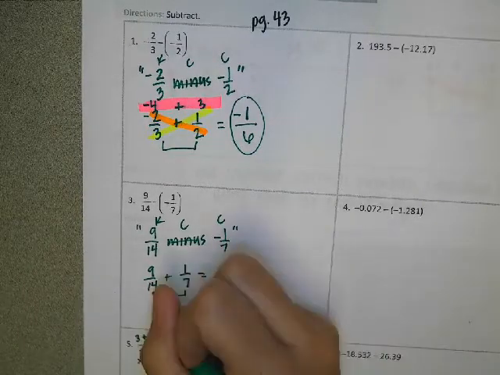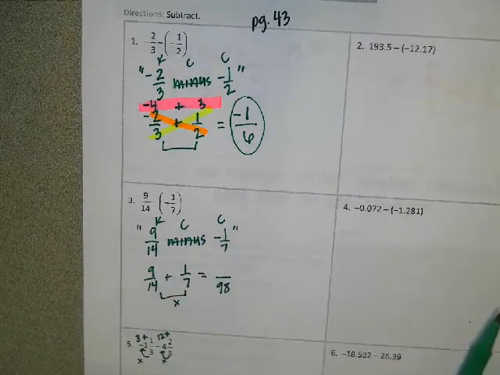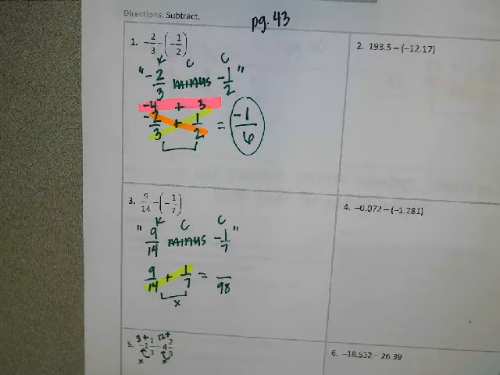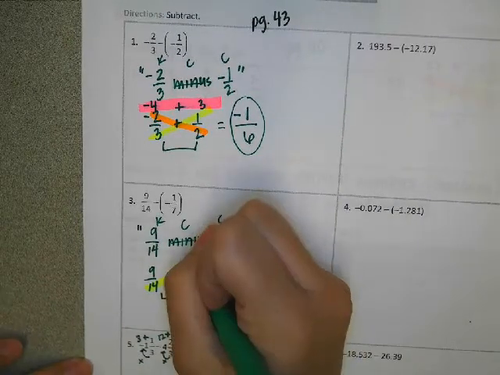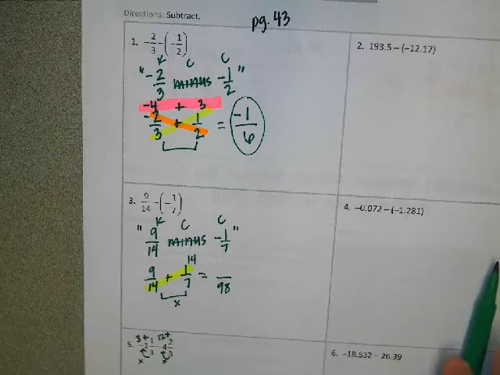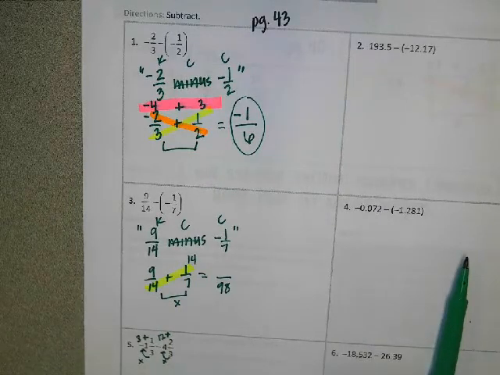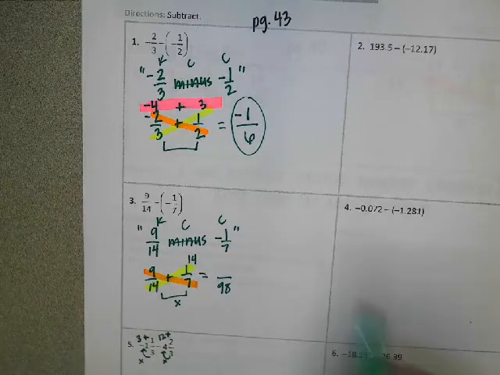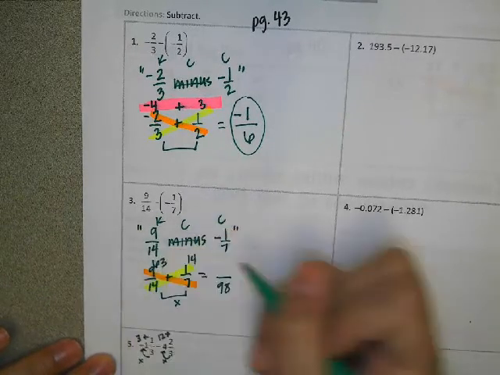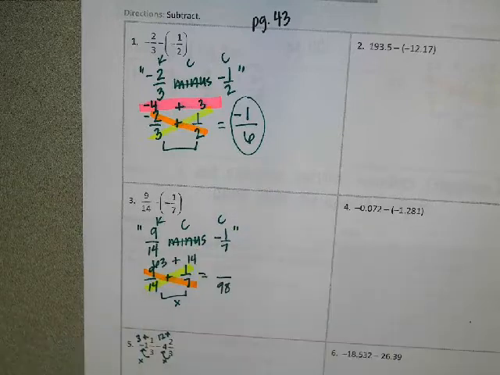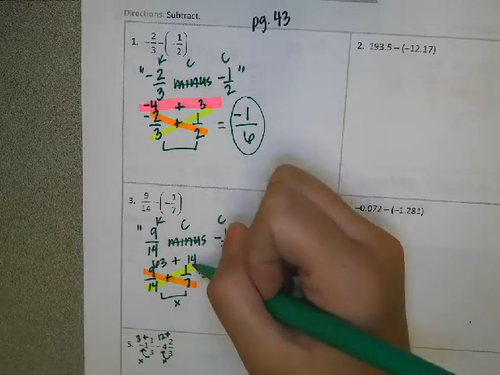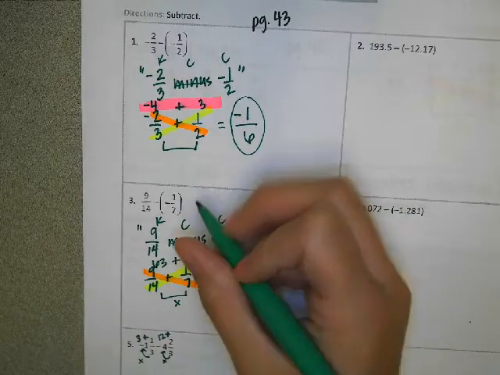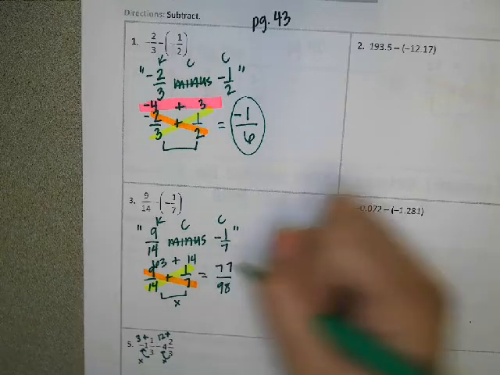Then I'm going to multiply this 14 times 1, which is just 14. And I'm going to multiply 9 times 7, which is 63. And I'm going to add those together. So 63 plus 14 is 77.